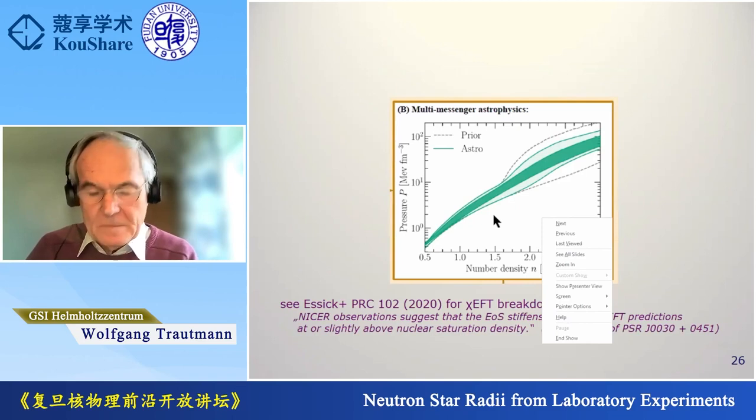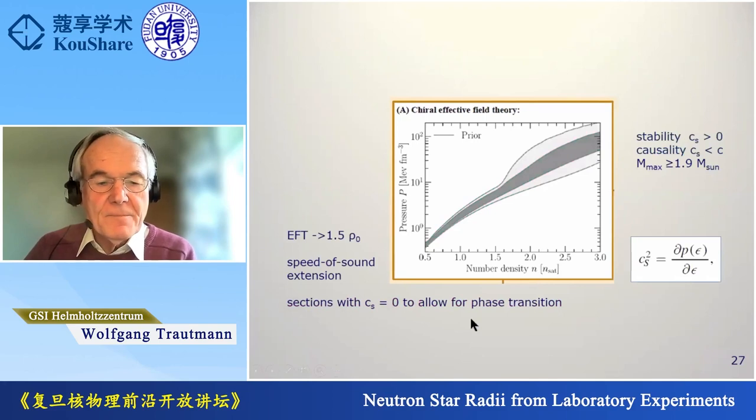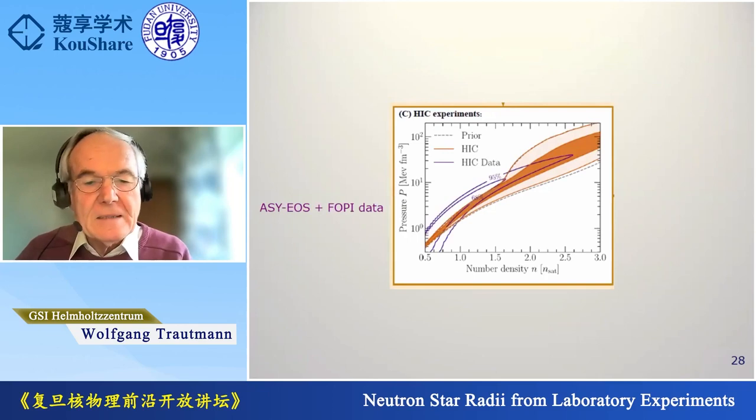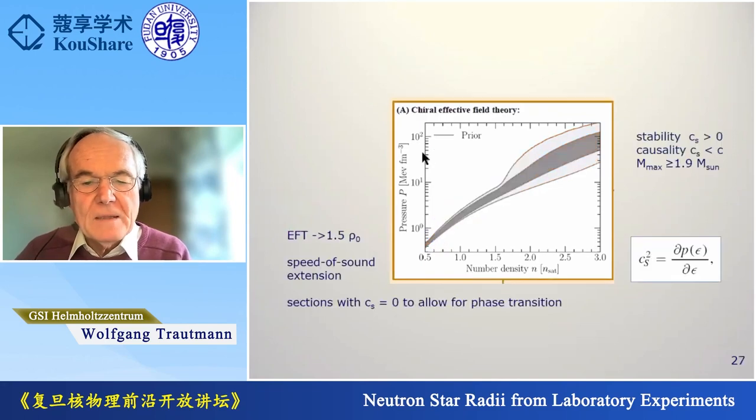Let's go back to the prior and see how the heavy ion collisions compare with the prior. We see that if we add prior plus heavy ion collisions in brown, it also increases the pressure in this critical region, the same tendency as Astro.